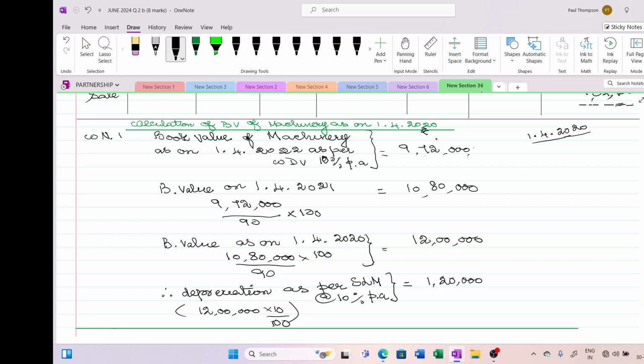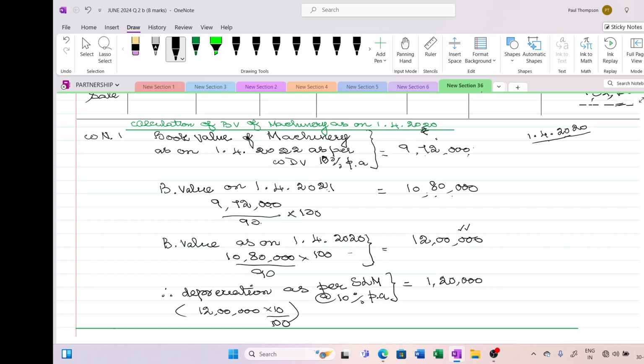So this value is 90%. Then what would be the 100%? So if 90 is 9,72,000, what is 100 on 1/4/21? So that would come as 10,80,000. This is again the WDV balance on 1/4/21. I need the balance on 2020. So this is again 90%. So what is the 100% on 1/4/2020? So I got the value as 12 lakh. That was the book value as on 1/4/2020.